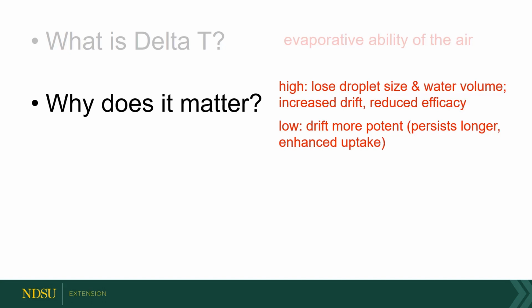And also, when this happens, when the droplet's already deposited on the plant, it can reduce your efficacy, especially for a lot of these contact products. You can get the droplets, the deposits on the plant desiccating, drying out before the active ingredient has an opportunity to work its way into the plant, and that'll reduce your efficacy. On the flip side, if you have low delta T conditions, the concern there is that any drift you do have is going to be more potent, or any spray you do apply is going to be more potent because it'll persist longer, have enhanced uptake due to the low evaporation conditions.